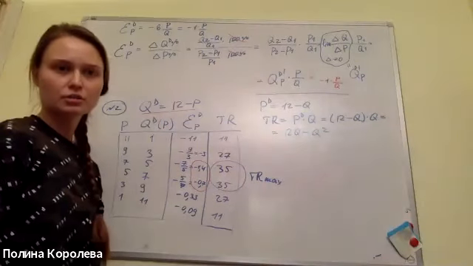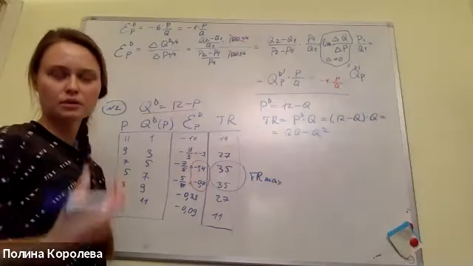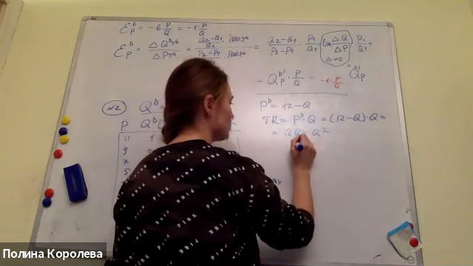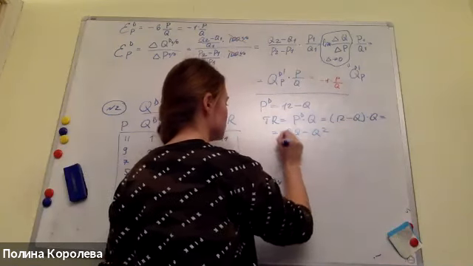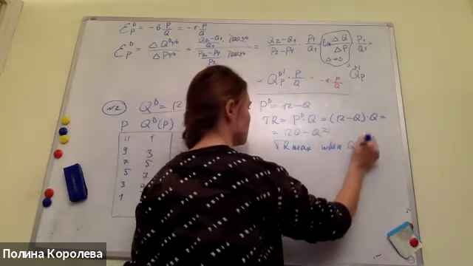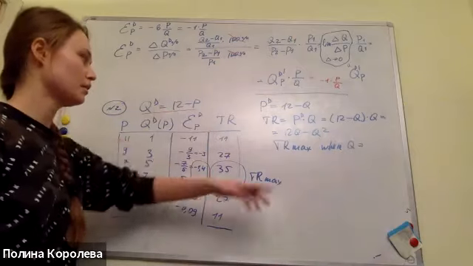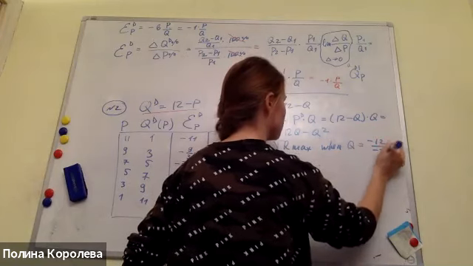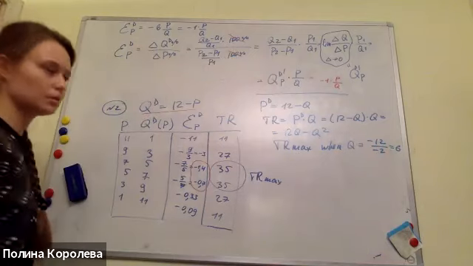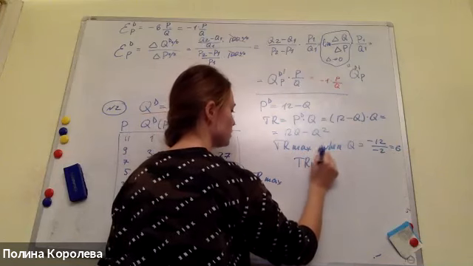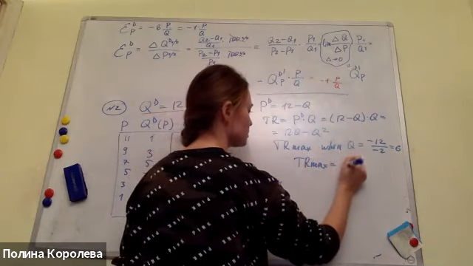It is a quadratic function, whose graph is a parabola with branches down. We can find the maximal total revenue from here. Maximal total revenue is when Q equals minus b over 2a, minus 12 over minus 2, which is 6. When quantity is 6, our total revenue is maximized. So maximal total revenue is 6 multiplied by 6, 36.